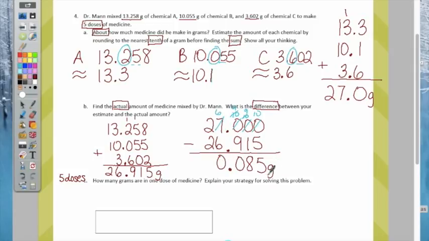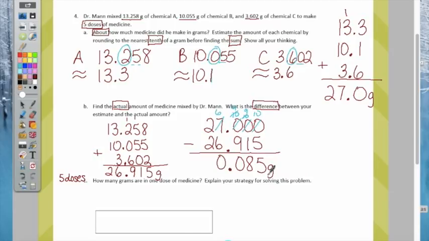So what is the difference between our actual amount and the estimate? There's 85 thousandths of a gram. So it's less than 1 gram. We were pretty close on our estimates, weren't we? Yes. Okay, so let's take a look at number 3.